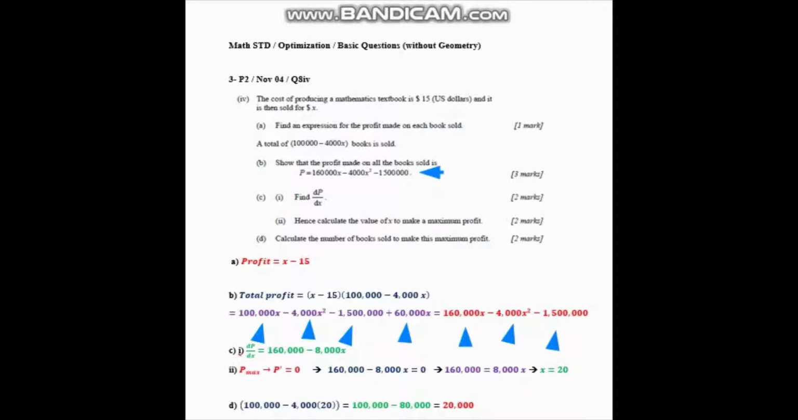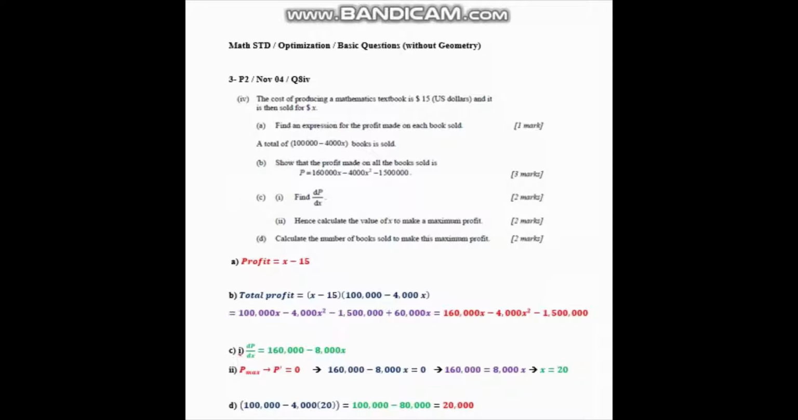In CI, I'm required to find dp by dx, which is the derivative of p. This is simple enough. 160,000x just becomes 160,000. Negative 4,000x squared becomes negative 8,000x, because I've multiplied the old power by the number, getting 8,000, and I've reduced the power by 1, so I have x power 1. And the third term is just a constant, so it vanishes during differentiation.